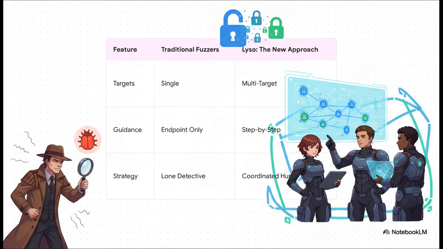While those traditional fuzzers act like lone detectives, Lyso runs a whole coordinated investigation. The researchers have fancy names for this. Its multi-target ability is intra-target directness, and its step-by-step guidance is intra-target directness. But really, it's a fundamentally smarter way to hunt.